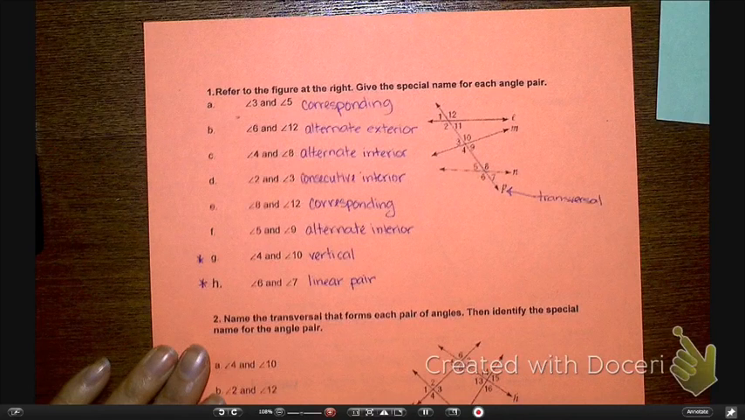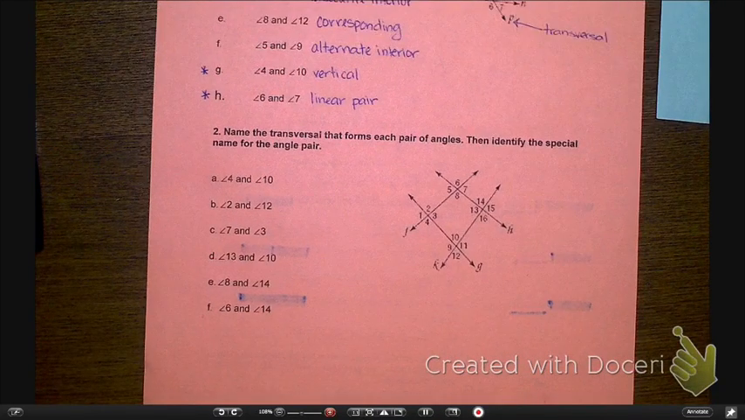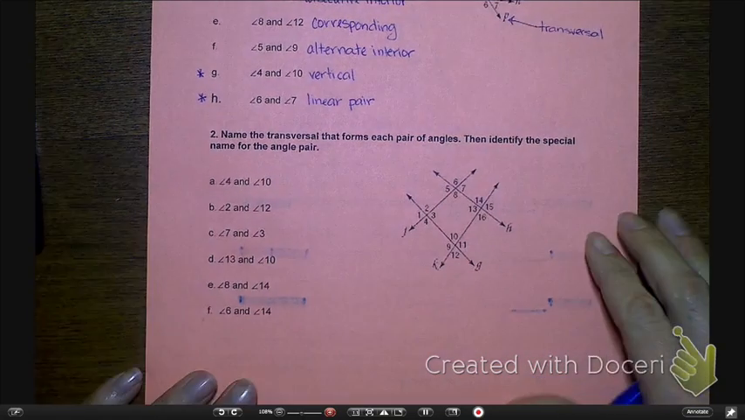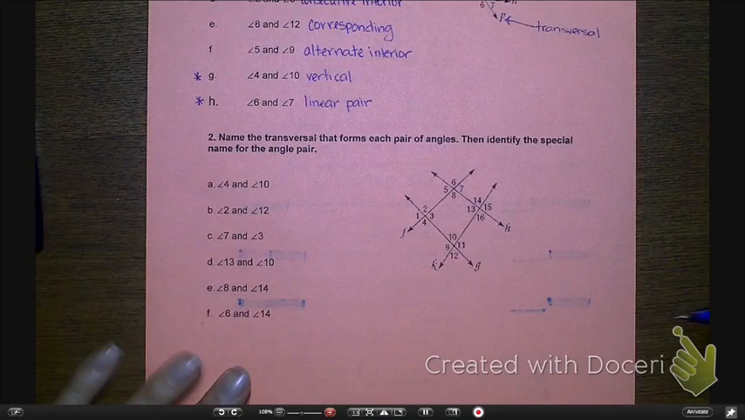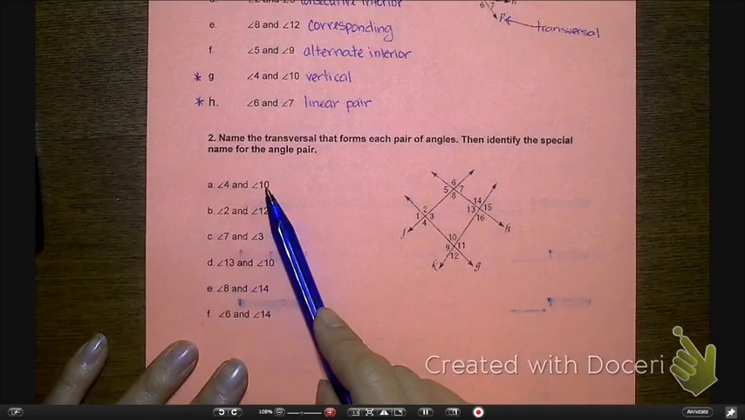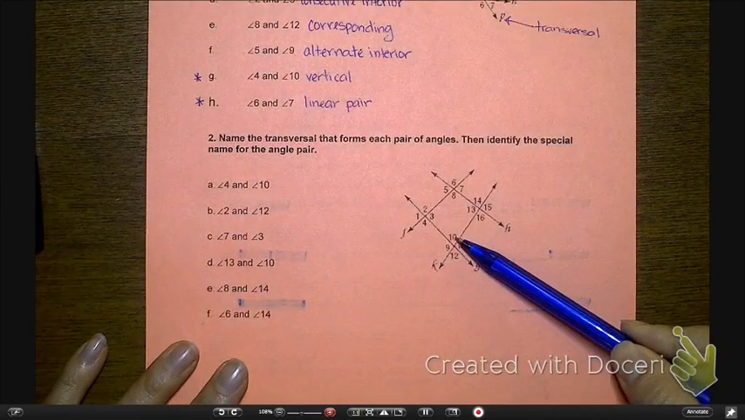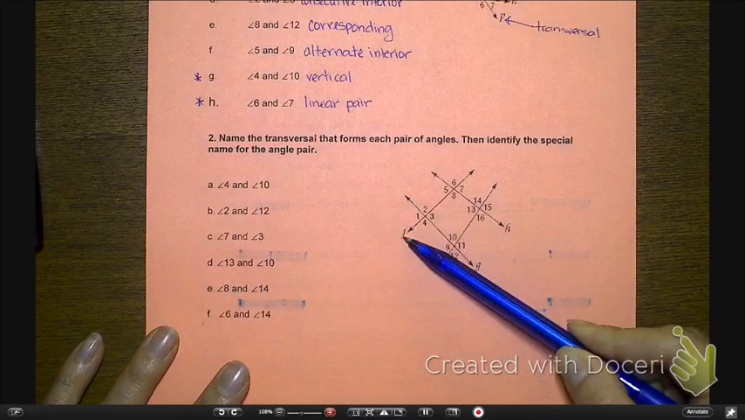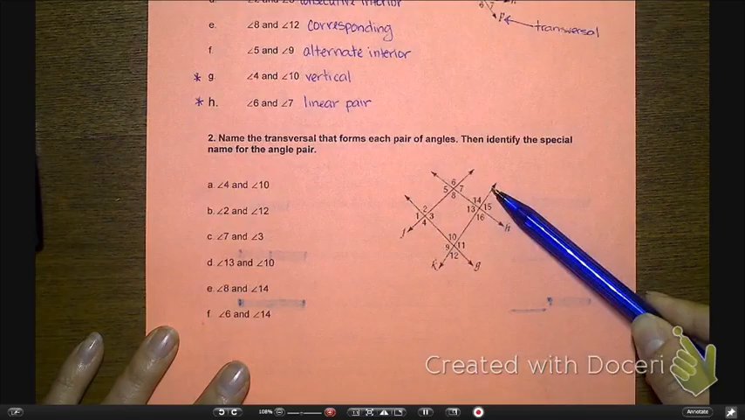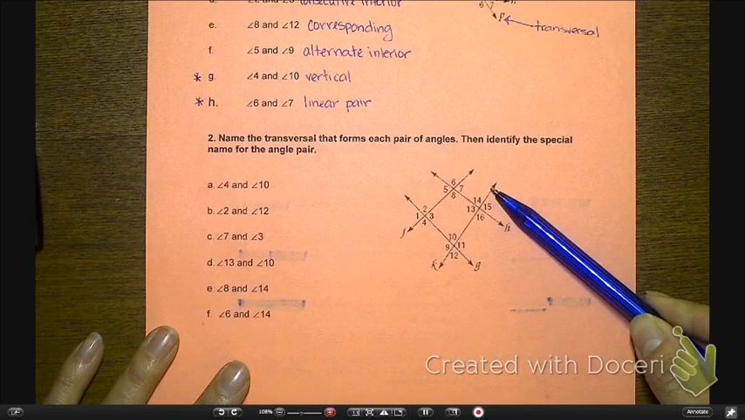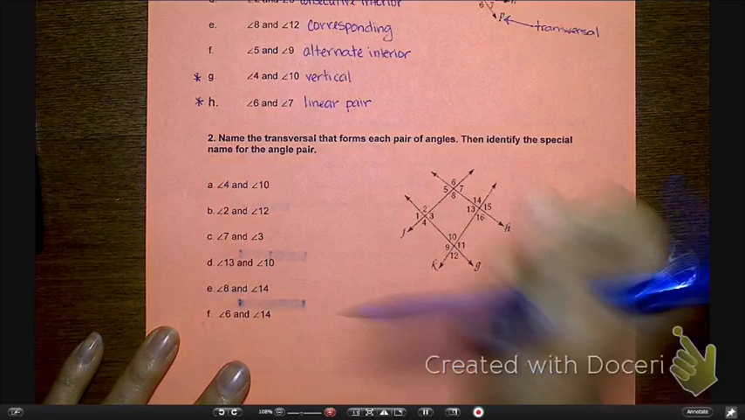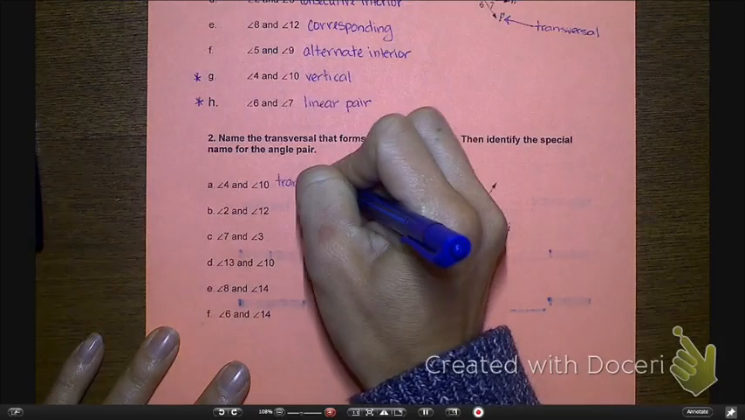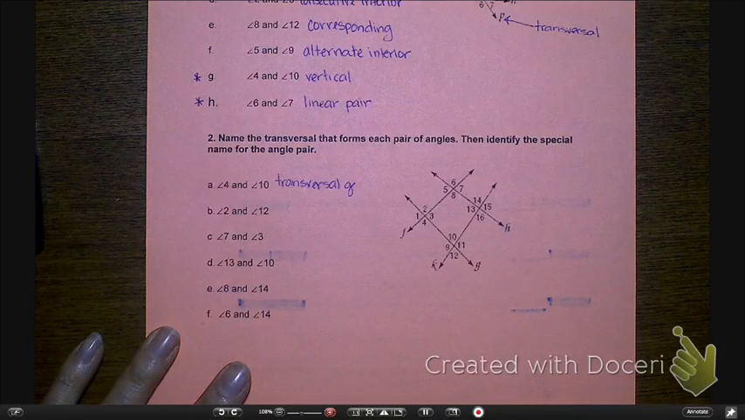On this next part, what we want to do is go ahead and name the transversal that forms each pair of angles. Then we're going to identify the name for the angle pair. So I'll do a couple with you guys, okay? So angle 4 and angle 10. Here's angle 4, here's angle 10. The transversal is the line that they're both touching. Are they both touching J? Are they both touching K? Are they both touching G? Yes, okay. So first, we're going to say transversal G is the one they're both touching.